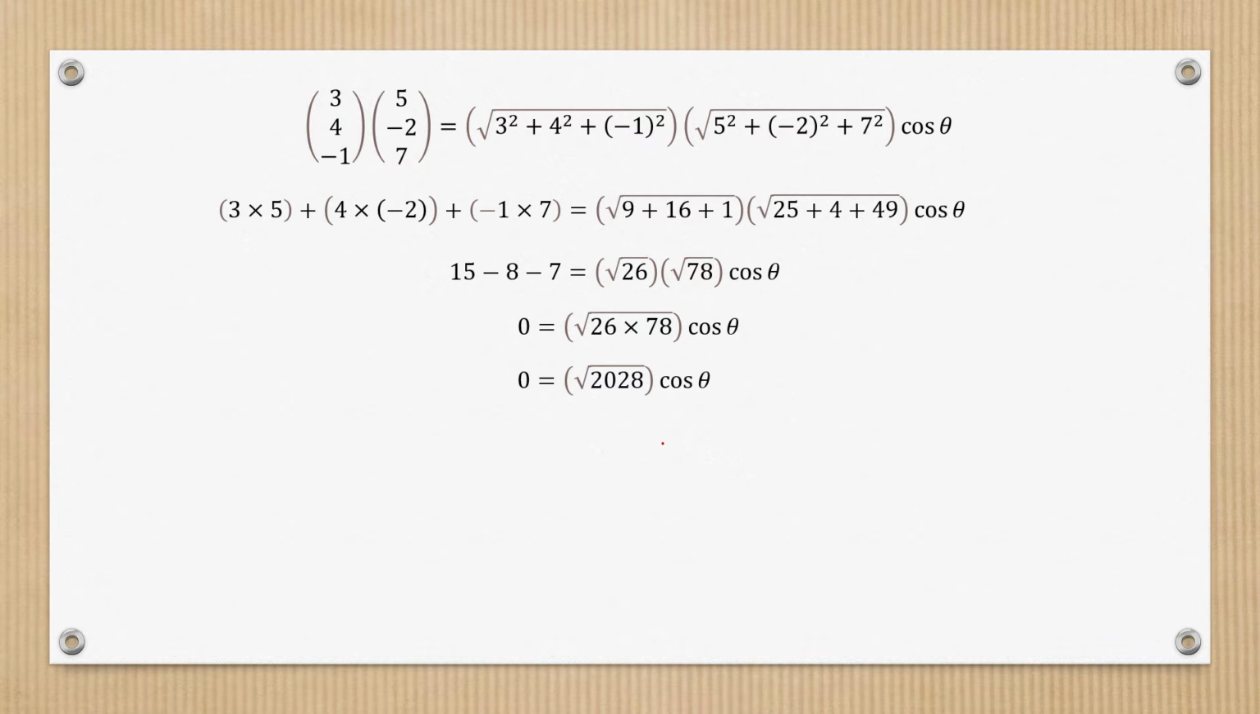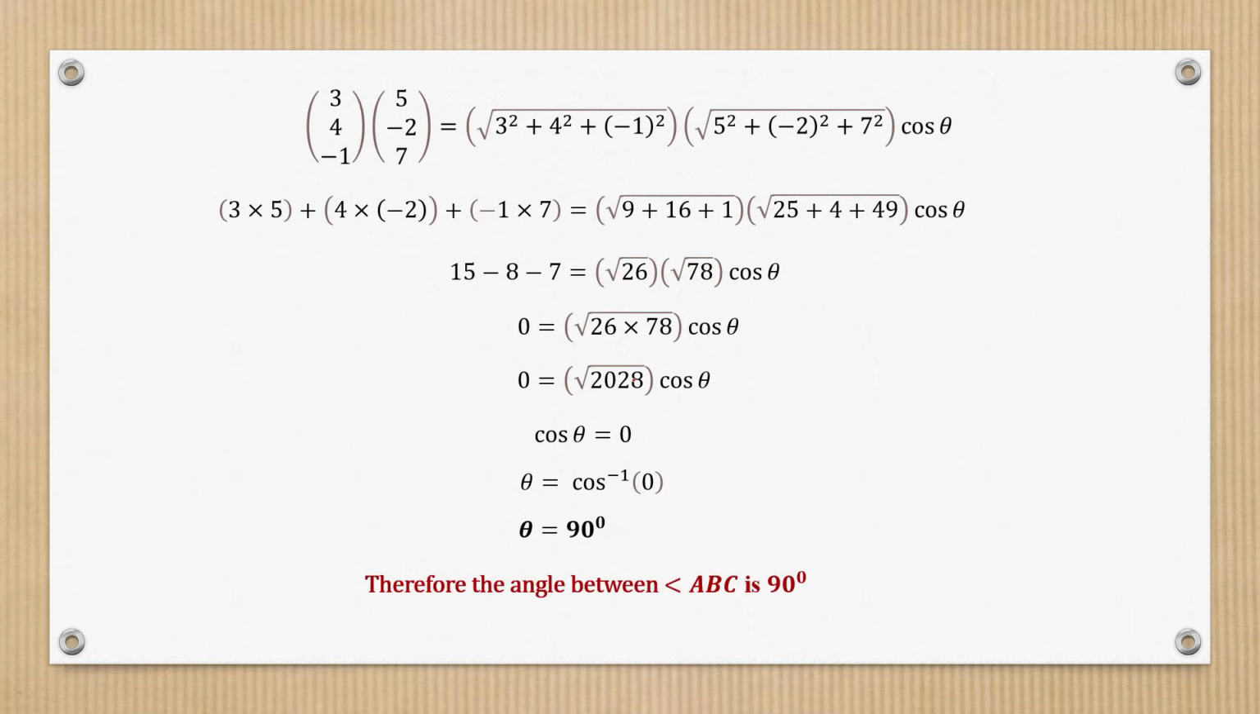Now when we make cos theta the subject, we're going to have 0 divided by the square root of 2028, which is basically 0. So we're going to have cos theta being equal to 0, and then theta is cos inverse of 0, and cos inverse of 0 is 90. So now we've confirmed that this is a right triangle. So therefore the angle ABC is 90 degrees. So we've confirmed it to be true.